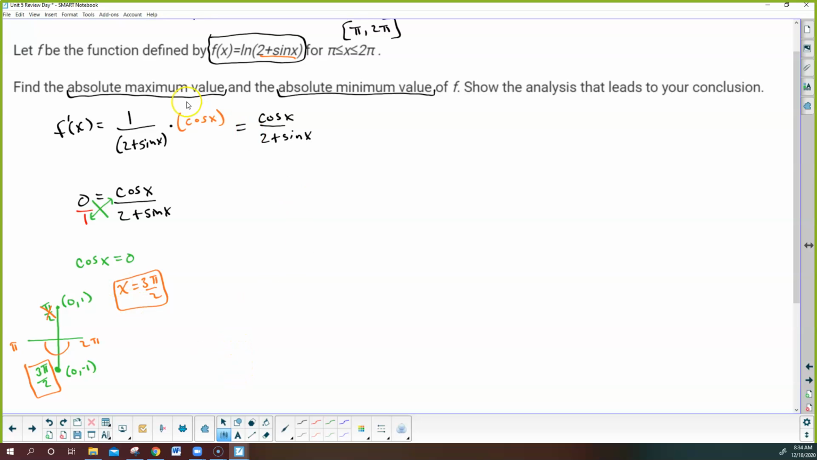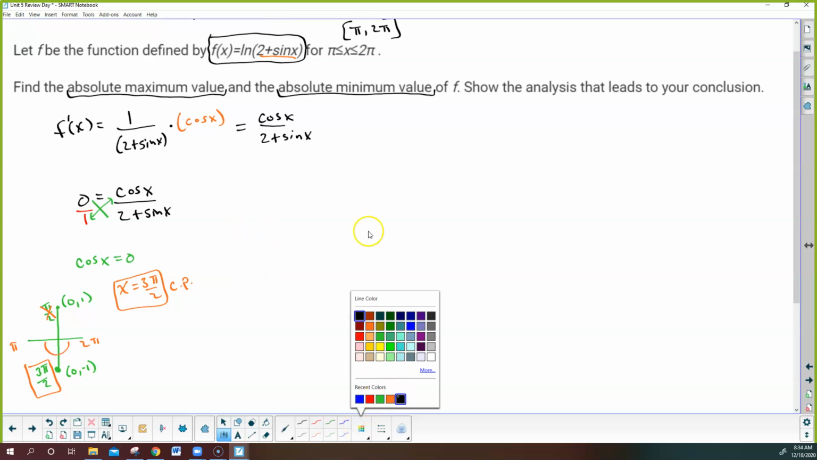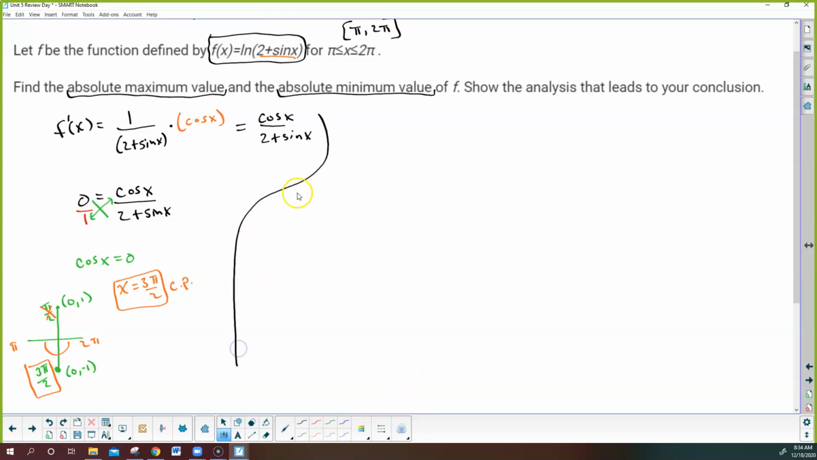Okay? Now, we're not done, right? This is a critical point. That's where the derivative is equal to 0. So we know there's a horizontal line. I don't know if it's a max, a min, it might even be a flat spot, one of those plateaus. So anytime you're finding the absolute, all I want to know is which one is the highest output, which one is the lowest. Then you're going to test the critical points.